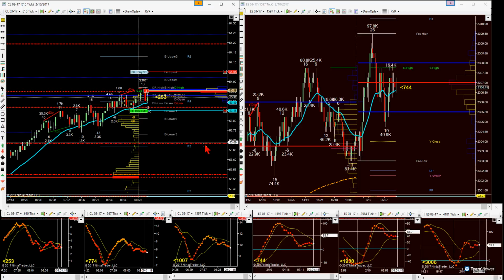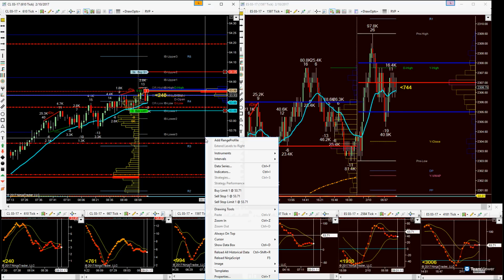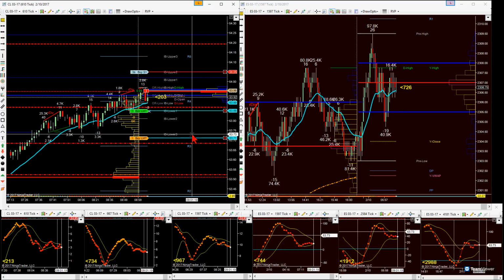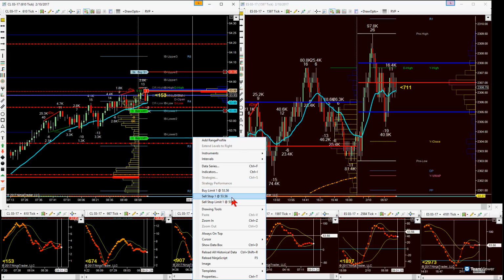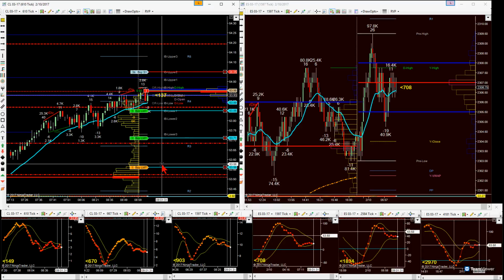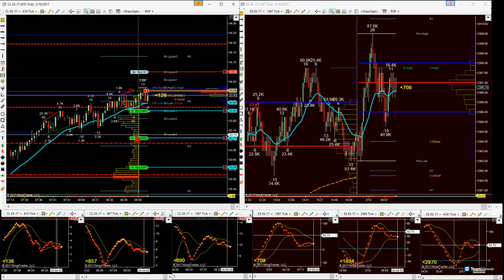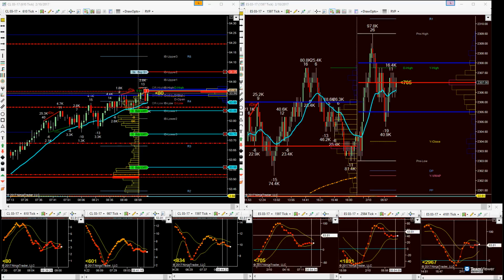First target's going to be 85. Second target 71. And you can see basically all I'm doing is I'm putting targets ahead of these microcomposite VPOCs. I'm going to come a little higher than expected. This one also happens to be just above overnight VPOC as well. So we'll front run this a little bit more too. All right, that's it. Now in the meantime, we are going to wait.